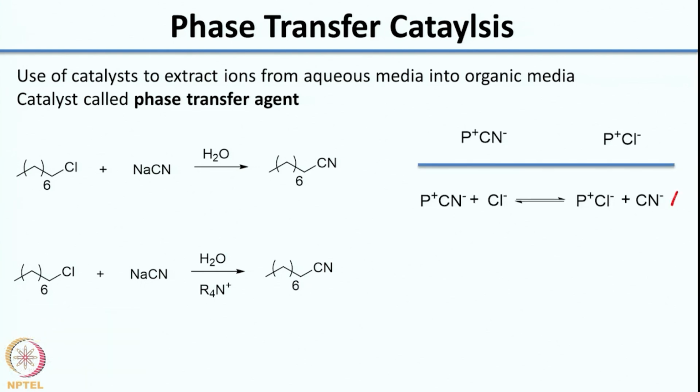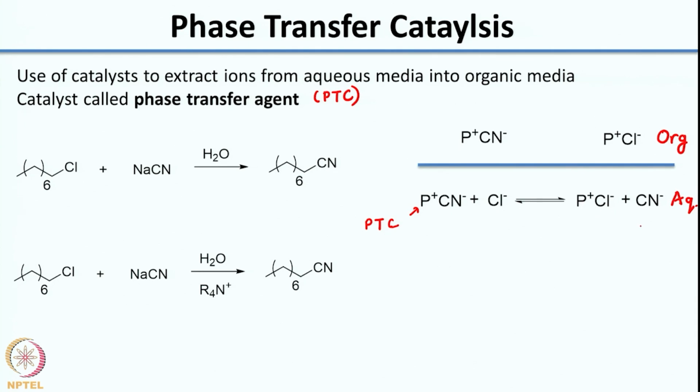water, this is the aqueous part and this is the organic part. In the aqueous part, P is your tetrabutyl ammonium, so this is your phase transfer catalyst, as we will call it. Because you are using a cation here, you have a counter ion CN minus, and this can exchange with Cl minus also to give you P plus Cl minus.